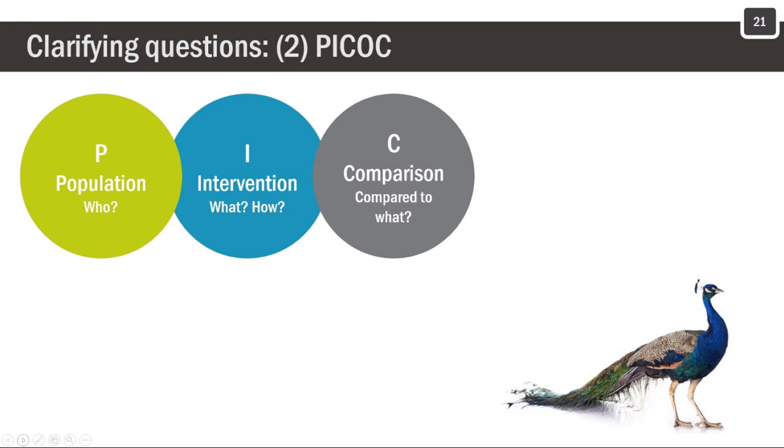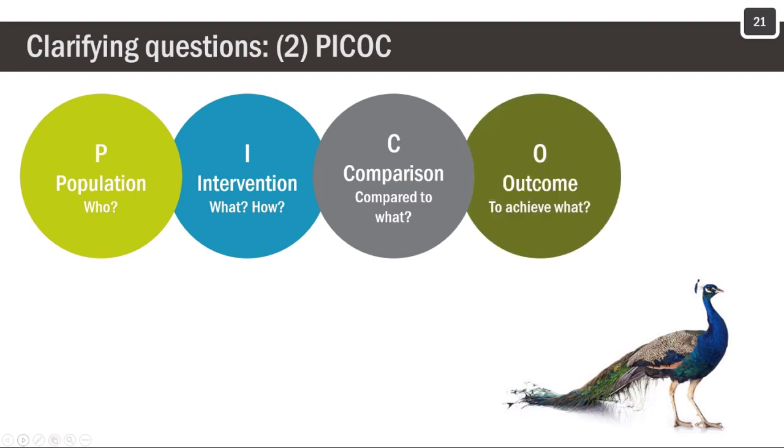C for comparison. To what do you compare your intervention? Are you comparing one management practice or technique to another practice? Are you comparing one group of employees to another group? O for outcome. What are you trying to accomplish, improve, or change? What is your objective, purpose, or goal in this intervention? If you're looking to improve performance, what particular aspect of performance you want to improve? If you're looking to change behavior, what particular behavior you want to change?